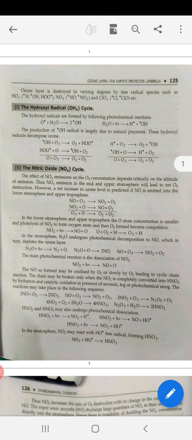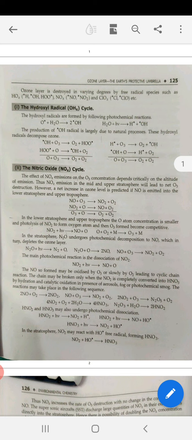In the lower stratosphere and upper troposphere, the oxygen atom concentration is smaller, and photolysis of NO2 to form oxygen atom and then ozone becomes complicated. So NO2 absorbs one quantum of radiation to form NO and oxygen atom. In the next step, oxygen atom combines with O2 plus M to form ozone plus M.